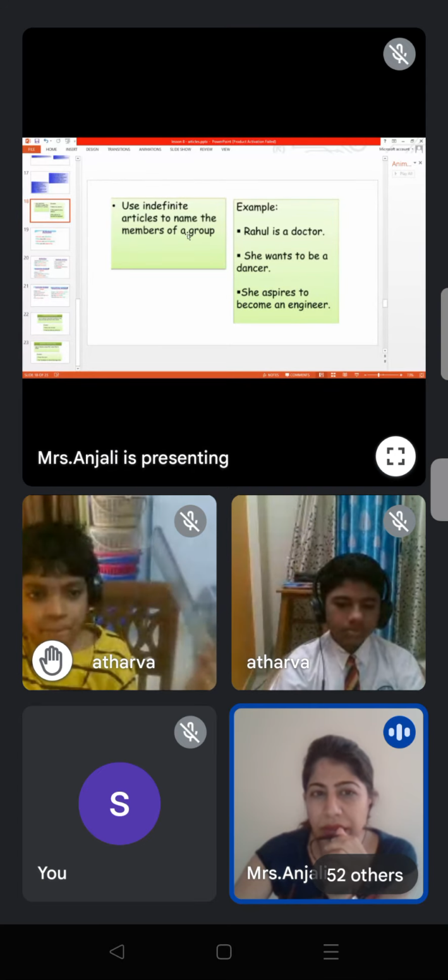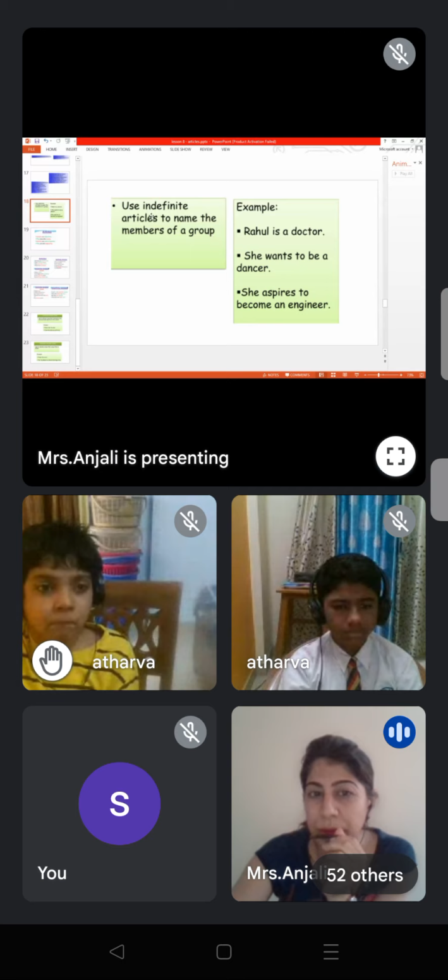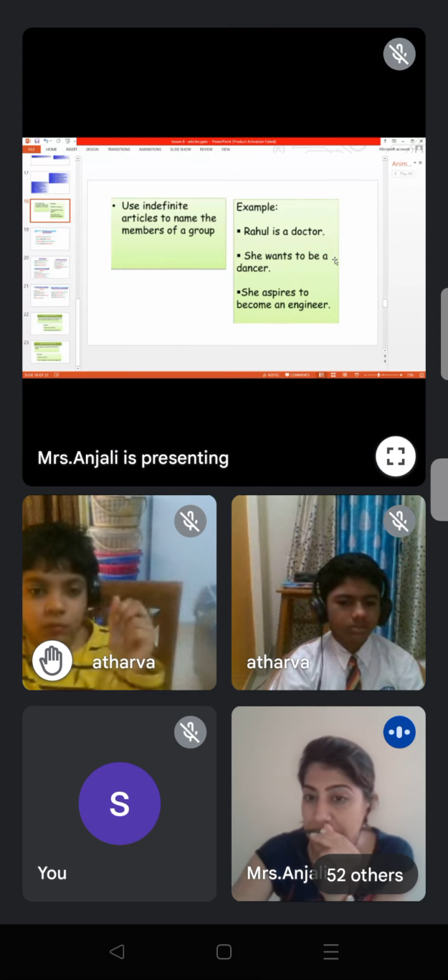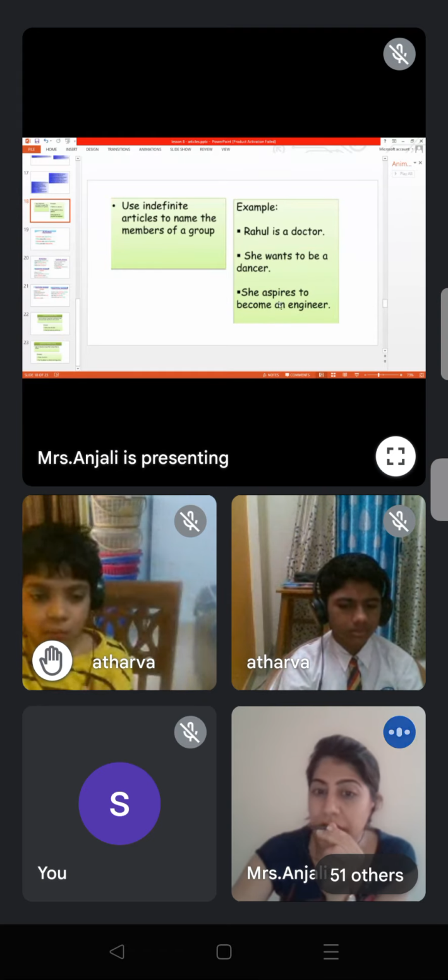See again here, indefinite articles name a member of a group. I told you, in collective. We are talking about it in collective. So Rahul is a doctor. She wants to be a dancer. Collective. Okay.